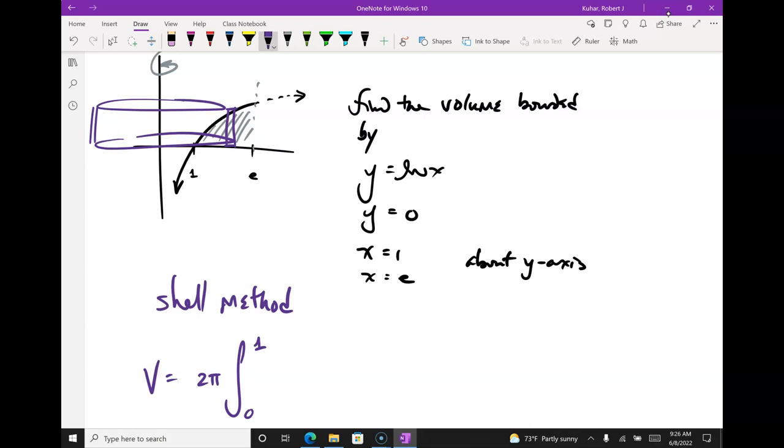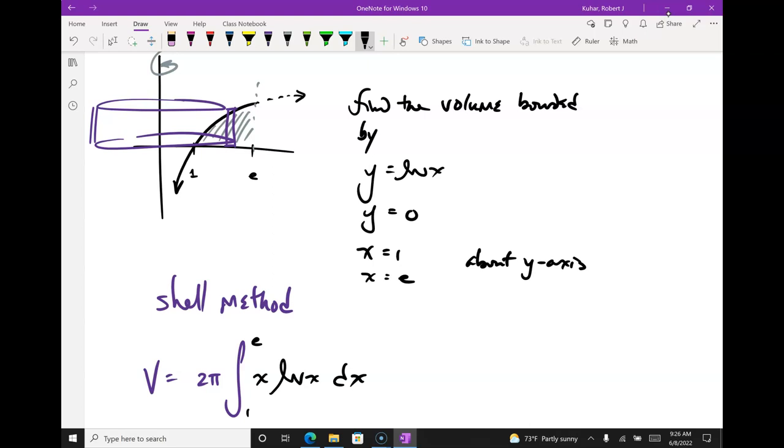Exactly. So since I'm doing this in terms of x, I'm sorry, my mistake. I'm going from 1 to e. How far from my axis of revolution to the rectangle is my radius, and that's x. And then the height of the rectangle is simply ln of x. Make sure you agree with me there, because the setup is difficult.